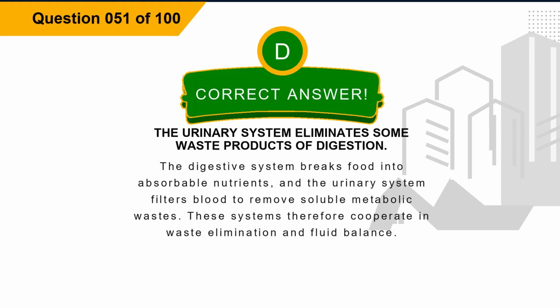The correct answer is option D. The urinary system eliminates some waste products of digestion. Explanation. The digestive system breaks food into absorbable nutrients, and the urinary system filters blood to remove soluble metabolic wastes. These systems therefore cooperate in waste elimination and fluid balance.